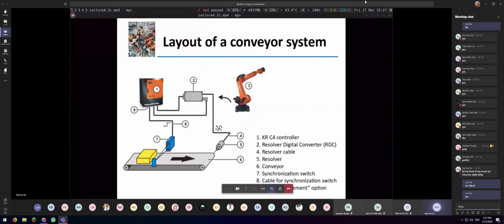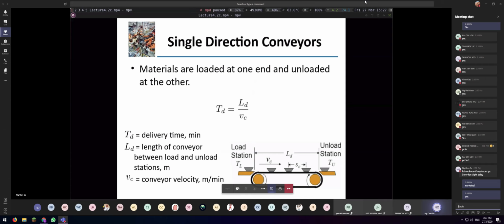This is the layout of the linear conveyor. You can look at the resolver itself and the synchronization switch. So obviously when the part passes the synchronization switch, that triggers, okay, now there is a loading which needs to take place. So when we're talking about the conveyor itself, if you have a single direction conveyor, the material travels at a fixed speed. Okay, the conveyor doesn't speed up or slow down. It's a fixed conveyor velocity, meters per minute.